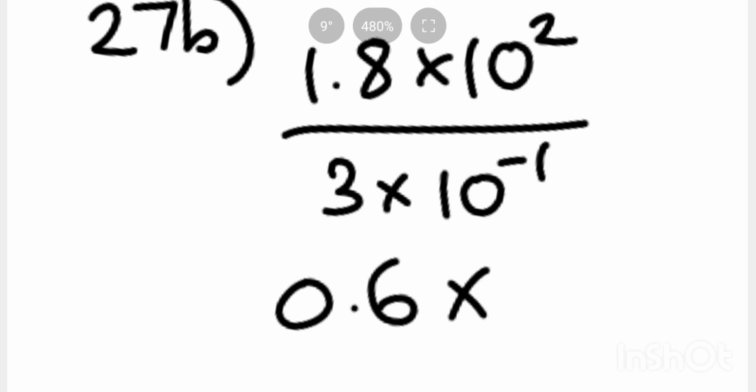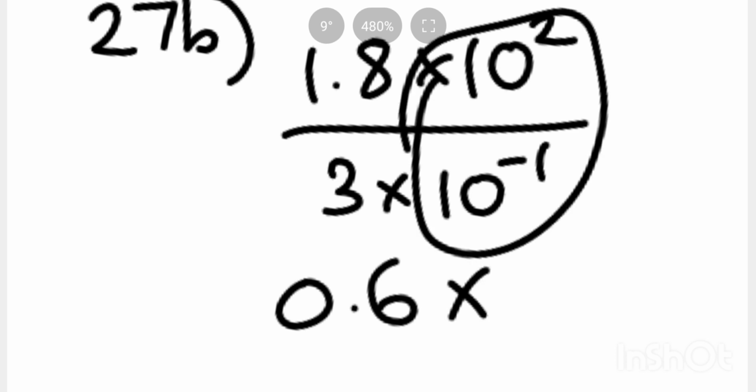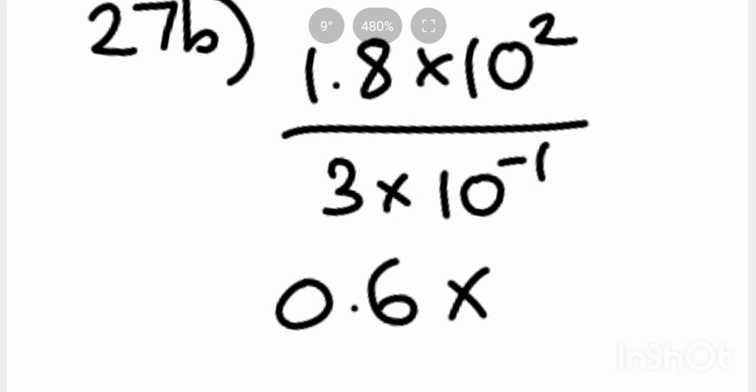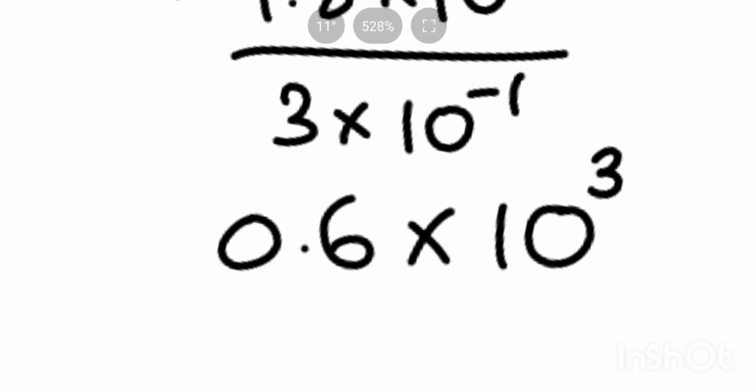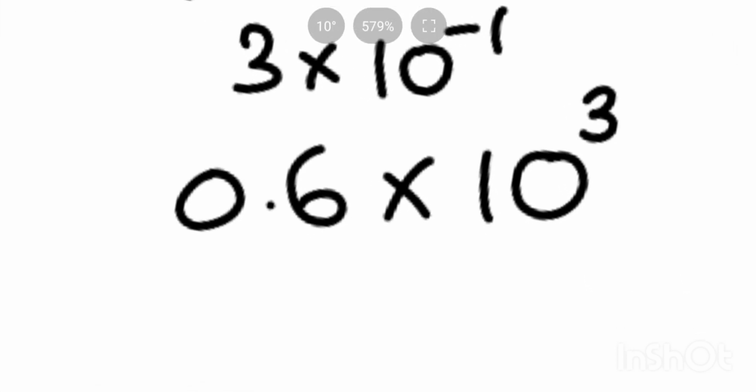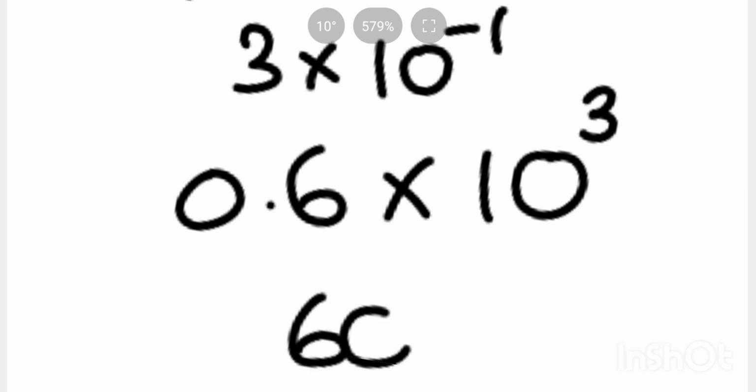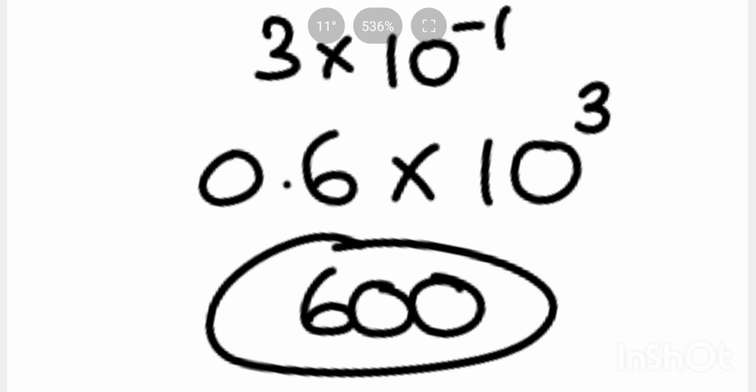And then we have to deal with 10 squared divided by 10 to the power of minus 1. Because the base is 10 for both, you subtract the indices because it's a division. So 2 minus minus 1, that would be 2 plus 1, which is 3. And then the answer has to be an ordinary number, so this would be 0.6 times 1,000, which is 600. So that's 27B.